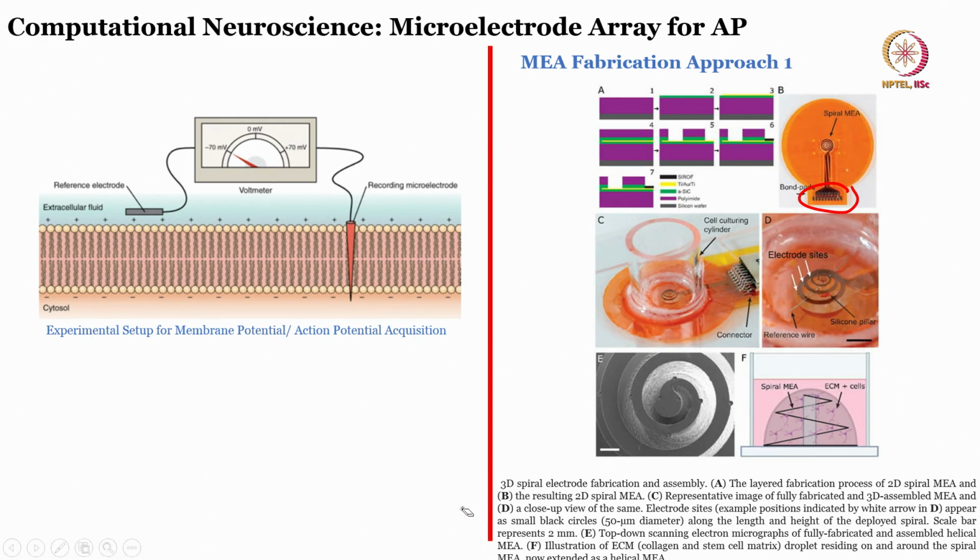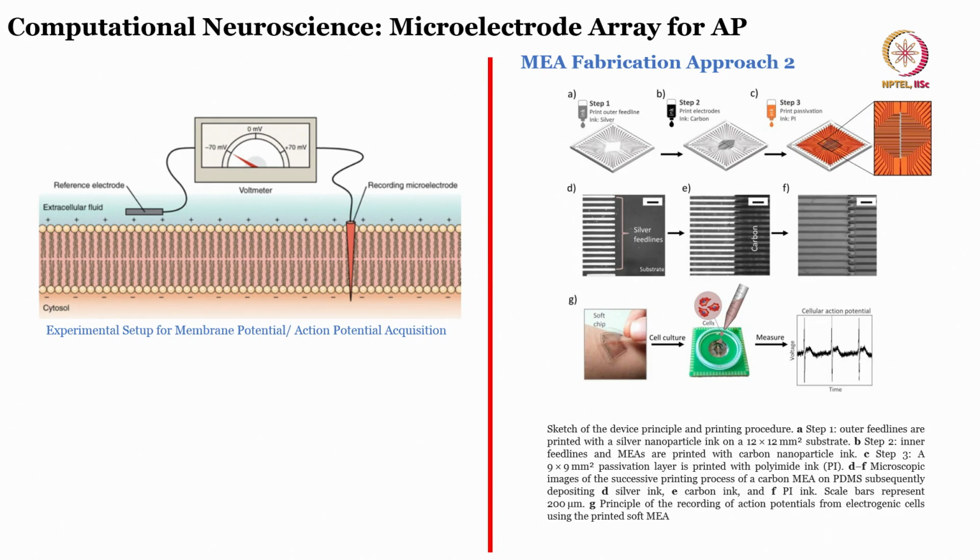And here is an example of how the experimental setup for membrane potential, action potential is used. There is a recording electrode which goes deeper, there is a reference electrode, and then there is a voltmeter in which you can measure the change. So, this is a traditional way of measuring the action potentials. This is another example of the MEA that can be used to measure.